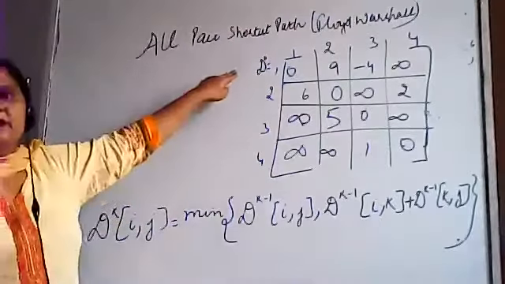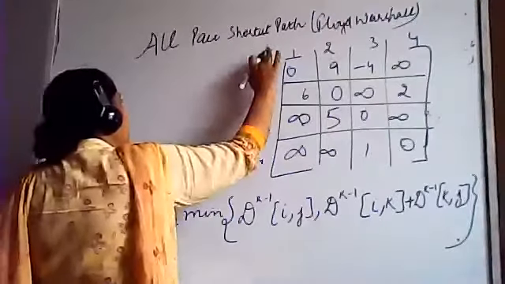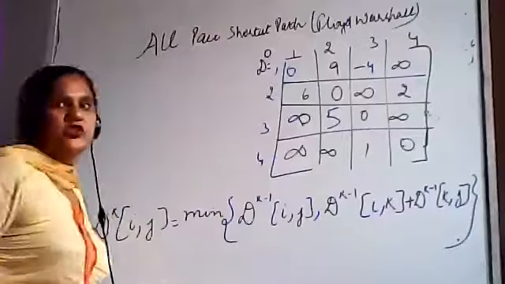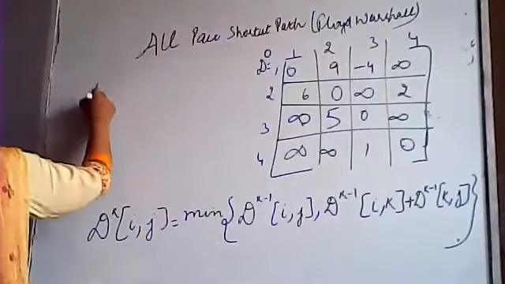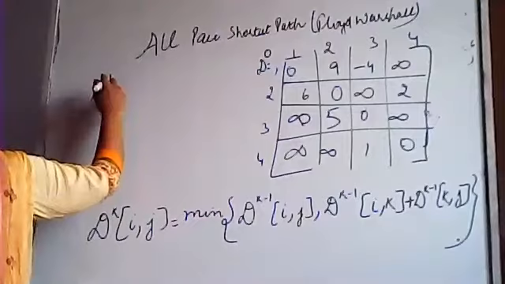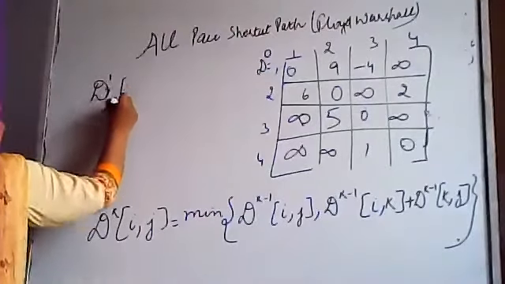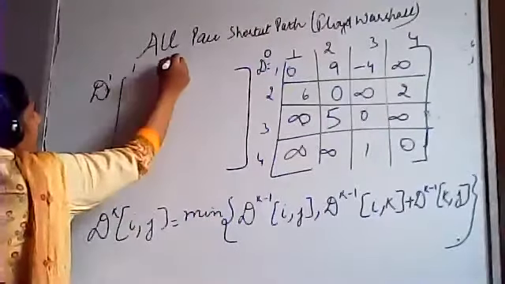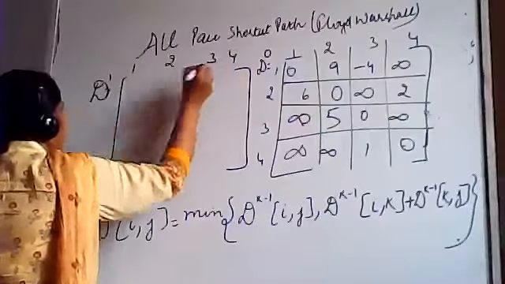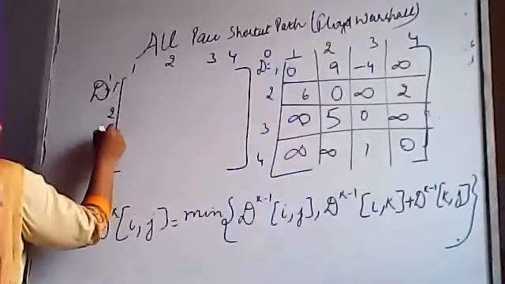Initially, the matrix name is D0. D naught or D0, say whichever you like, that is your wish. Now, we have to find D1, since we have to find the shortest path. Again, same thing. Put the vertex numbers: 1, 2, 3, 4.